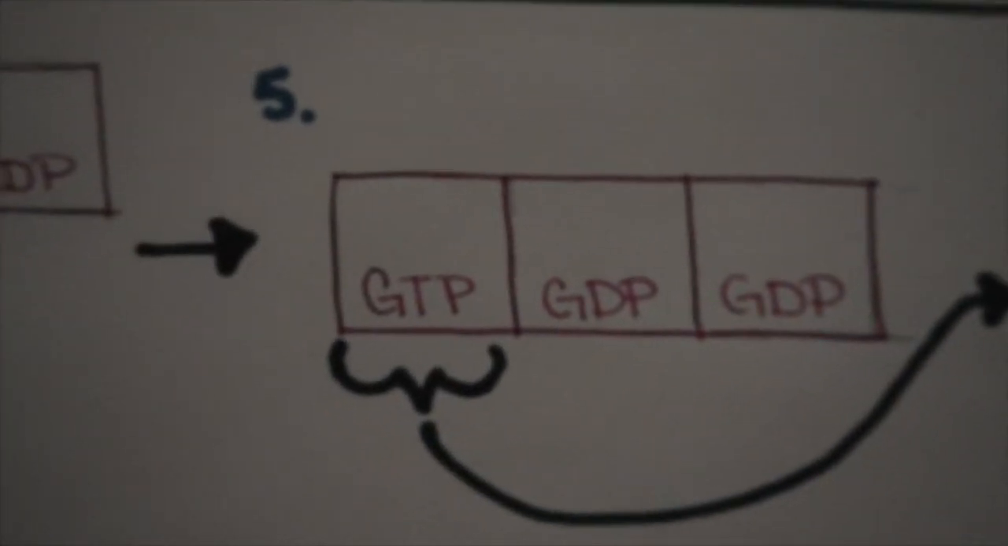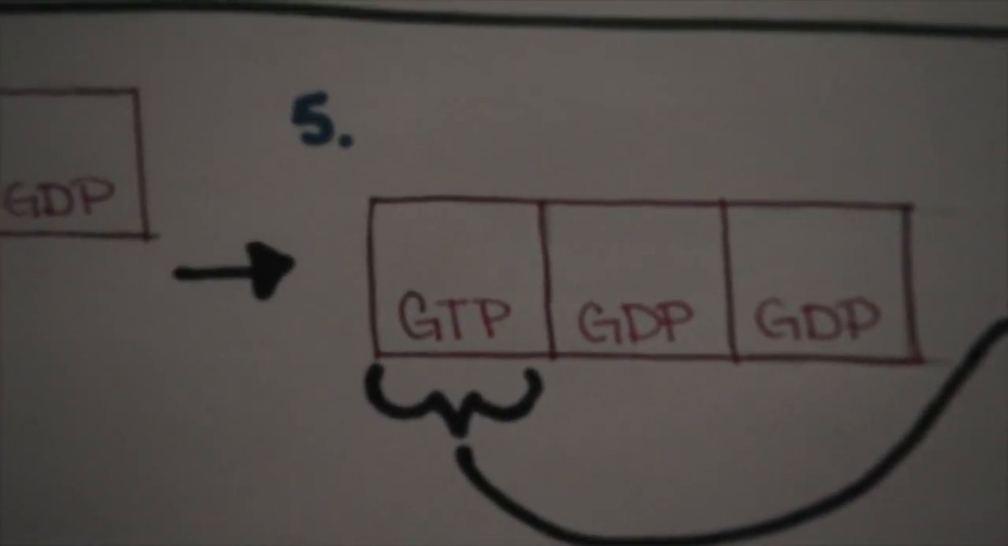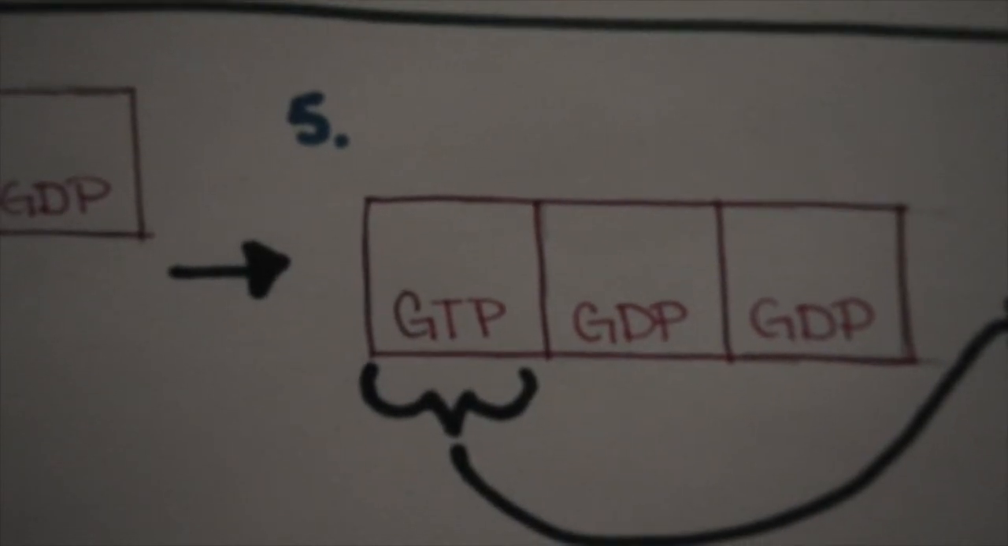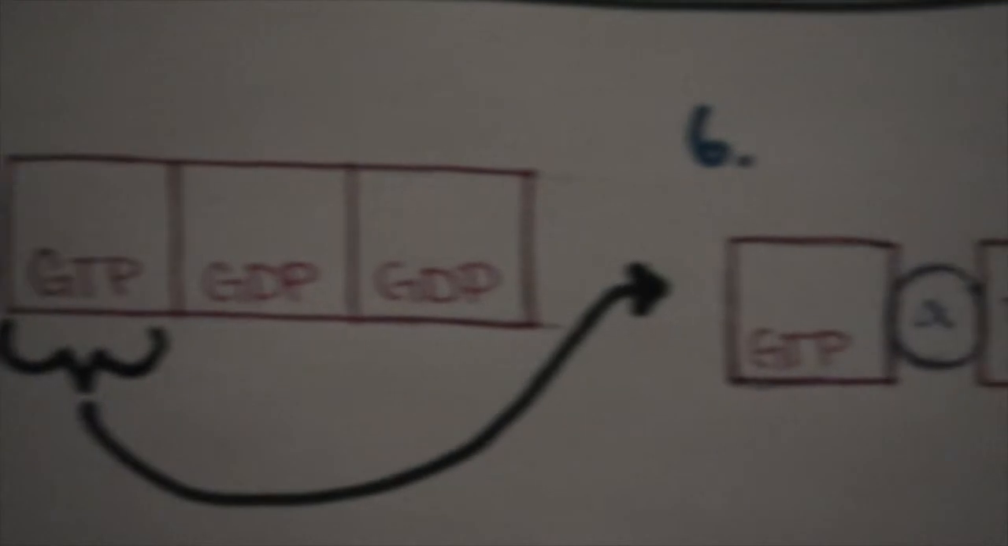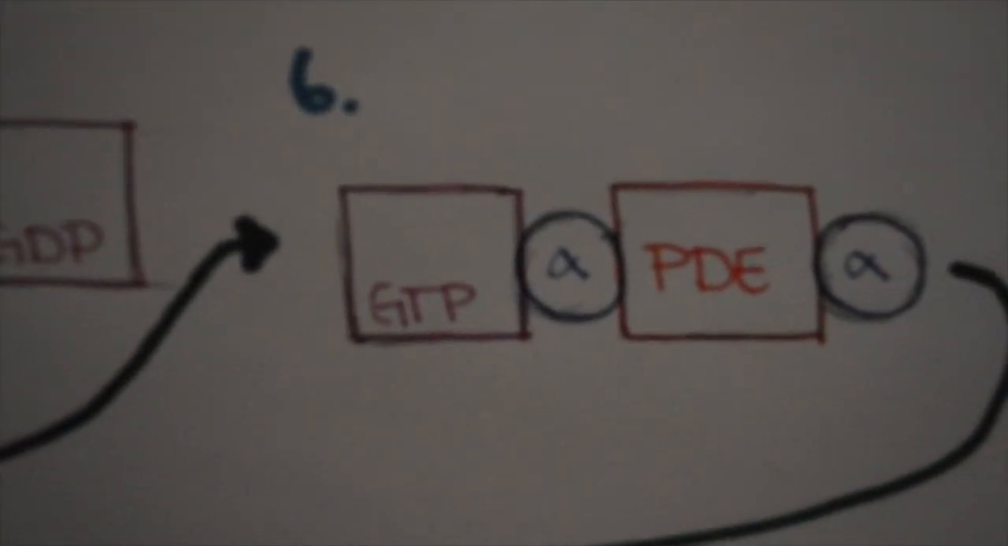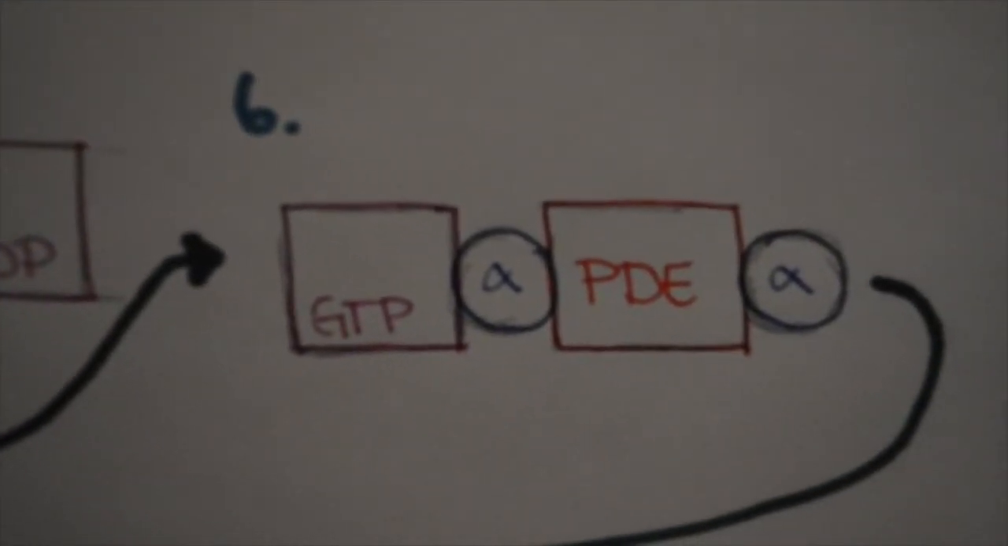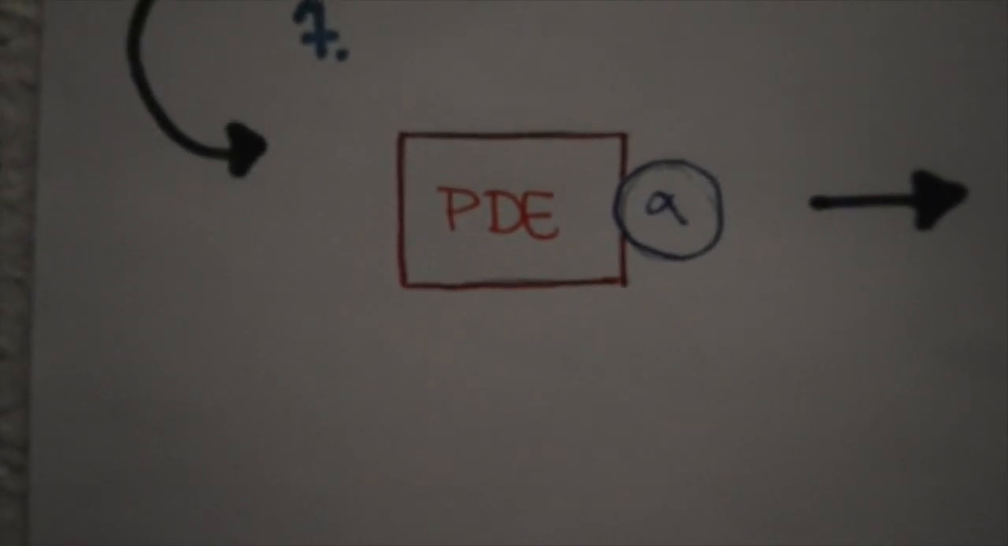therefore changing that GDP into a GTP with an addition of a phosphate, and this GTP attaches itself to one of the alphas of the phosphodiesterase, leaving one more alpha on the phosphodiesterase.